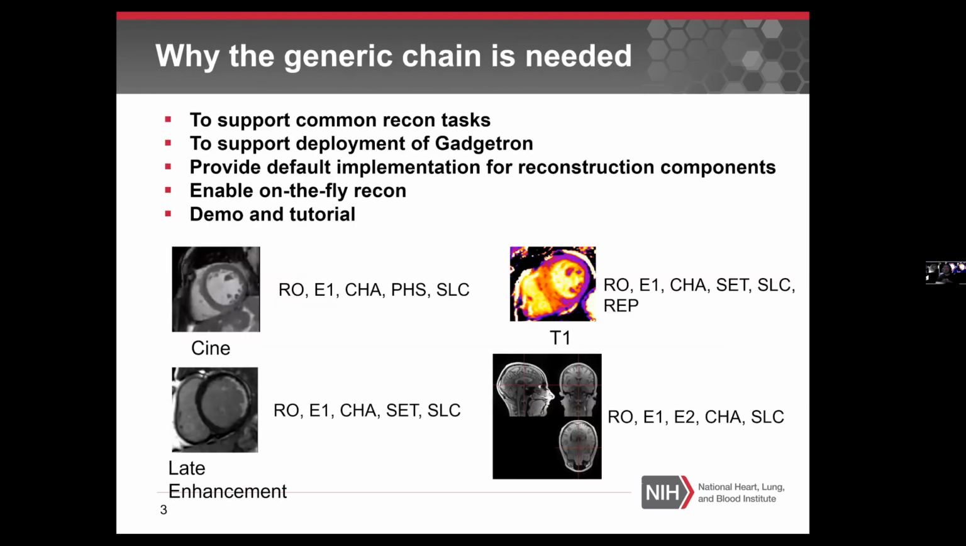So let's get started. What's the motivation of this? Gadgetron is very flexible and powerful, but it also needs real functionalities, the meat, to fit the MR imaging task. When we started this concept, we wanted to support the common recon tasks, which are common Cartesian and non-Cartesian reconstruction.